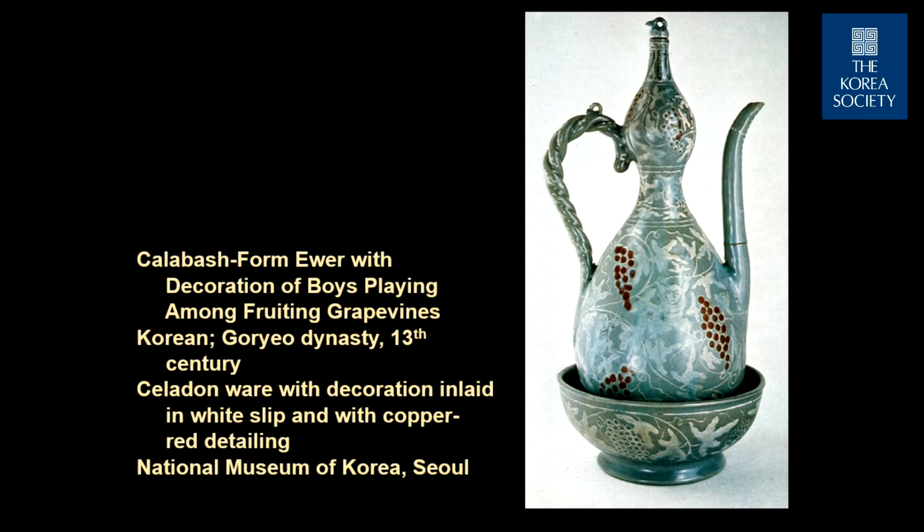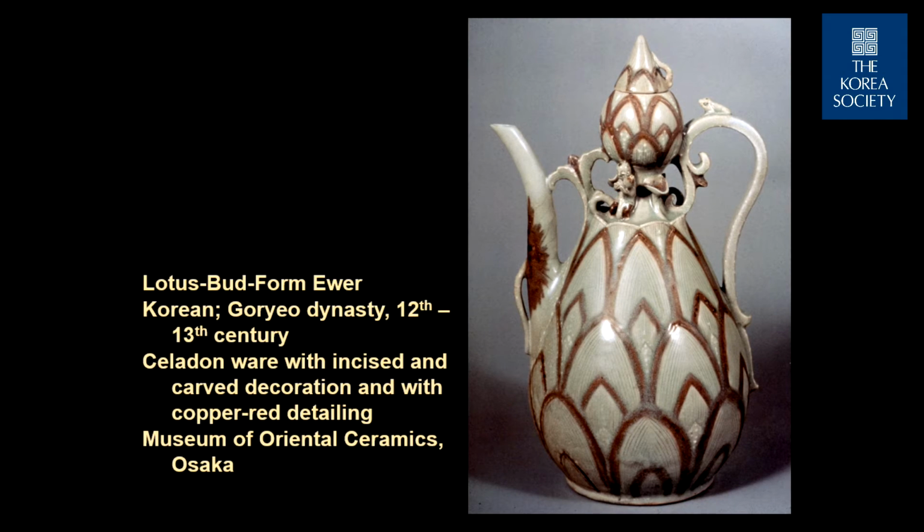Or you see it here, a ewer set in a basin again, a design of fruiting grapevines with little boys playing amidst the grapevines, but the grapes themselves are touched in with copper red, again, for descriptive color. Or this one, which is the Museum of Oriental Ceramics in Osaka, but there's a very similar one, it's just missing its cover, in the Freer Gallery in Washington, D.C.